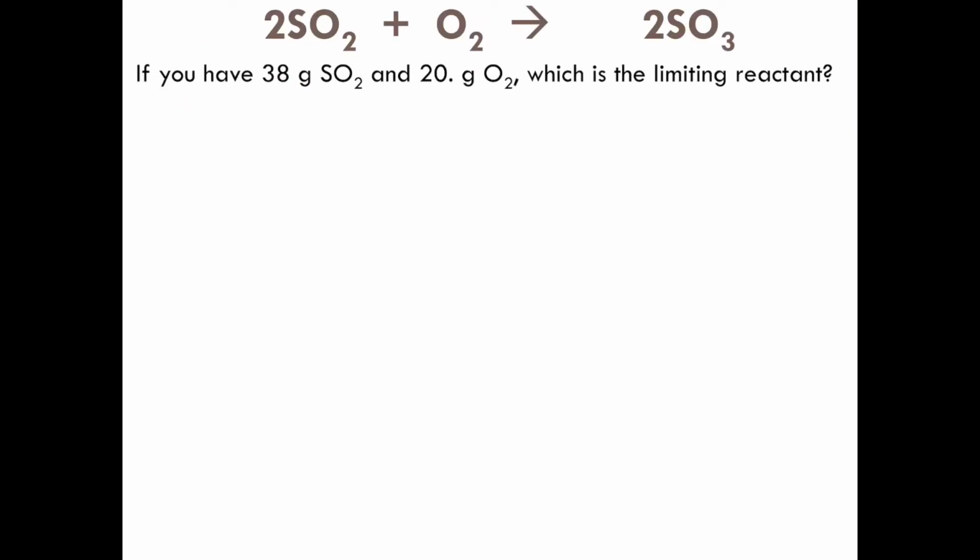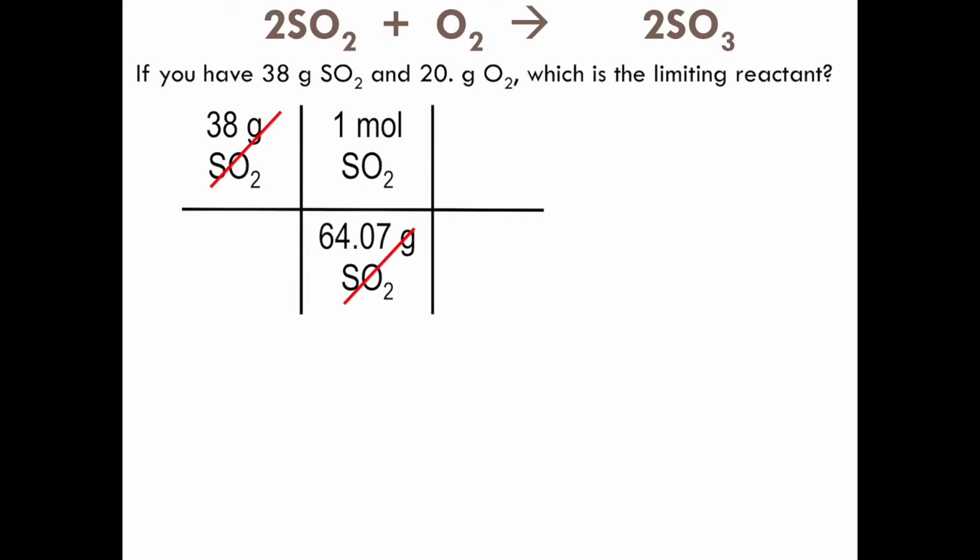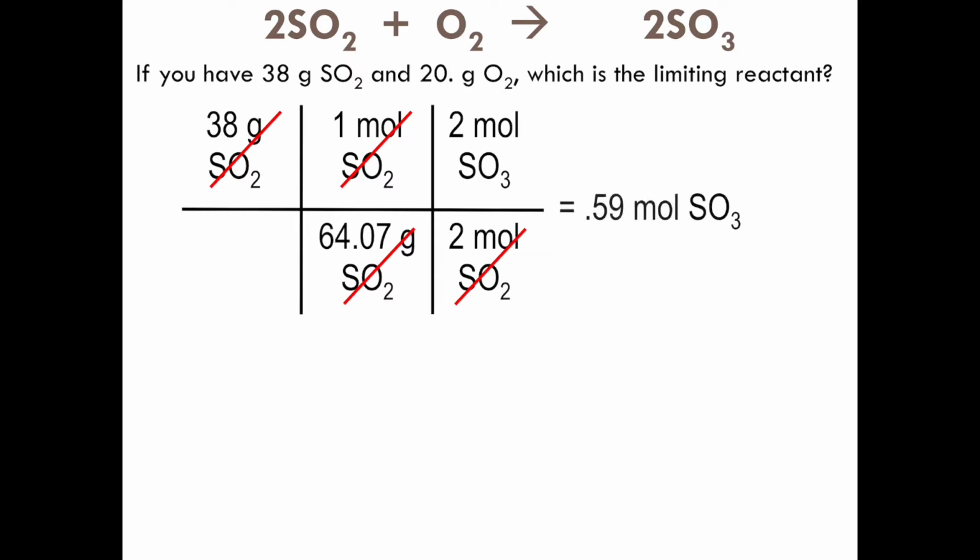Here's another example using the exact same formula, but this case we have grams instead of moles, so we have an extra step to turn it to moles. So if you start with 38 grams and 20 grams of O2, which is the limiting reactant? So we're going to go through, we're going to change grams into moles, then moles into moles by using the balanced chemical formula, and we get an answer of 0.59 moles of SO3. If I wanted to go to grams, I could, but it would be a little bit of a waste of my time because in this case, it's just asking for the limiting reactant.